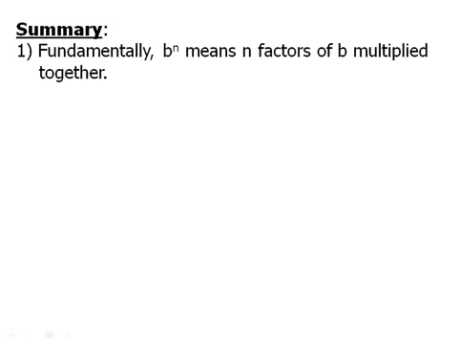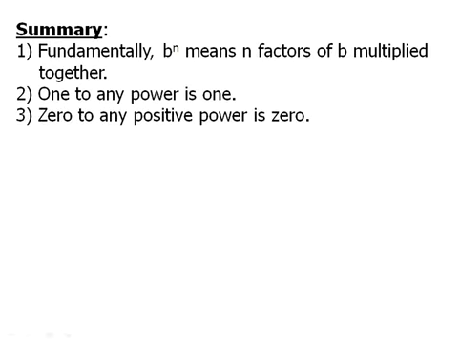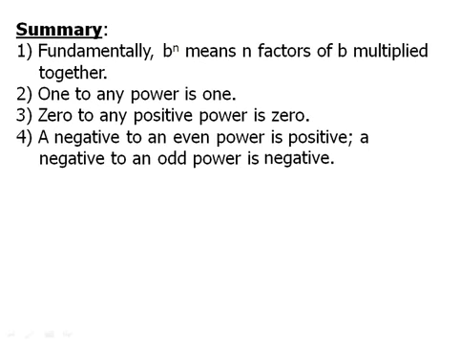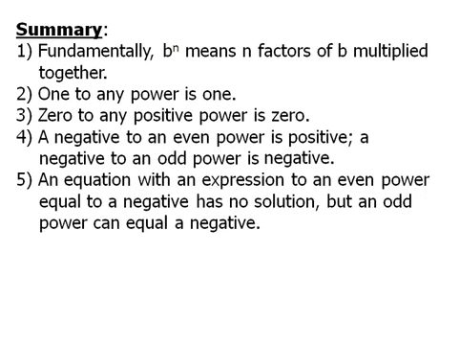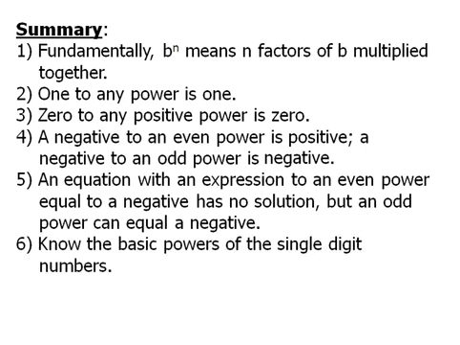Fundamentally, b to the n means n factors of b multiplied together. That is the fundamental definition of an exponent, and it's very good as we move through the laws of exponents to keep in mind that fundamental definition of an exponent. 1 to any power is 1. 0 to any positive power is 0. A negative to an even power is positive. A negative to an odd power is negative. An equation with an expression to an even power equal to a negative is no solution, but an odd power can equal a negative. And finally, know the basic powers of the single-digit numbers.